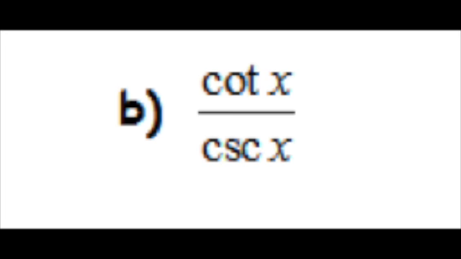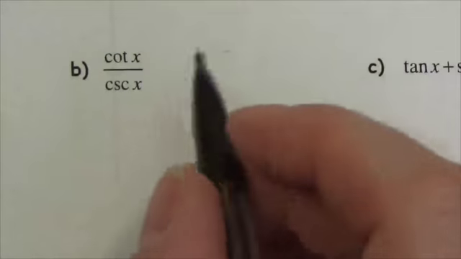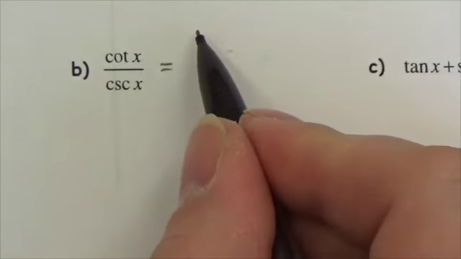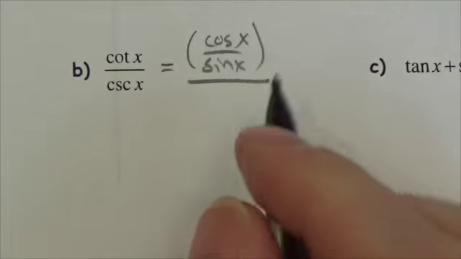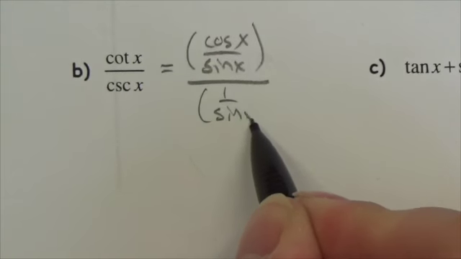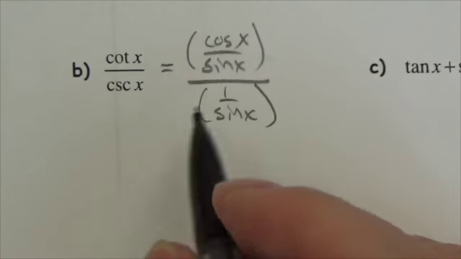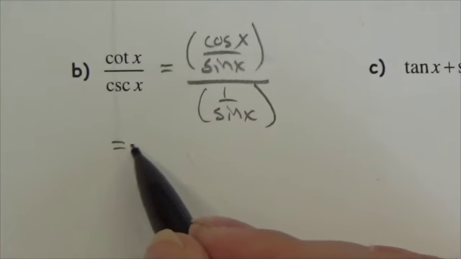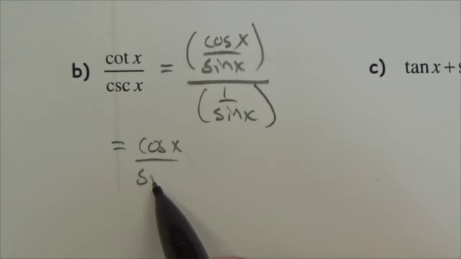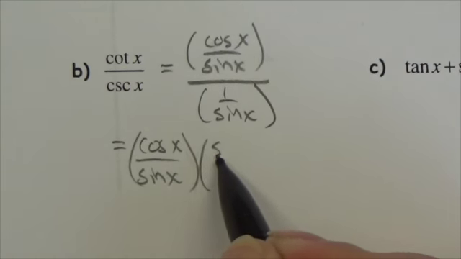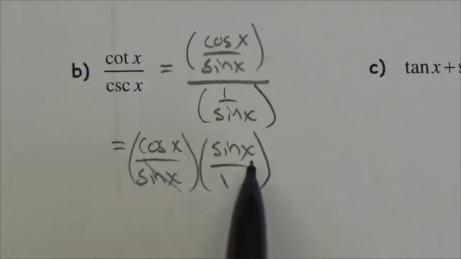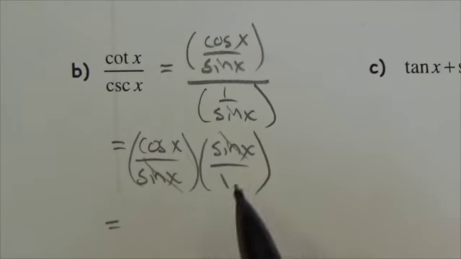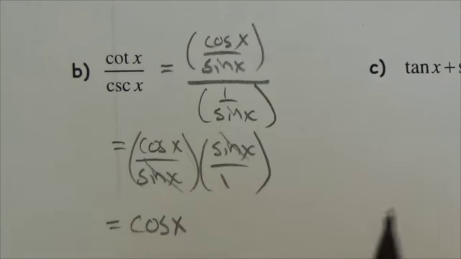The cotangent of x divided by the cosecant of x. For this one, we're going to write these in terms of sine and cosine. Cotangent is the same as cosine of x over the sine of x. Cosecant is the same as 1 divided by the sine of x. Now, in this case, I'm dividing fractions, so I'm going to multiply by the reciprocal. The reciprocal of cosecant will just be sine. Now notice I get sine in the numerator and the denominator, which means I can cancel those out, and I will get cosine.